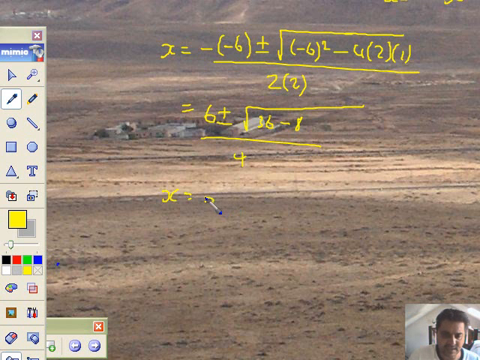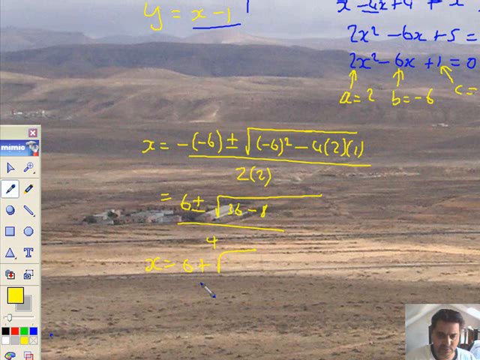So I've got x equals 6 plus the square root of, what's that, 36 take away 8 equals 28. Divide by 4. 28 didn't work out very well, did it? So, root it, add on the 6, and divide that by 4. I have got 2.82 for that one.